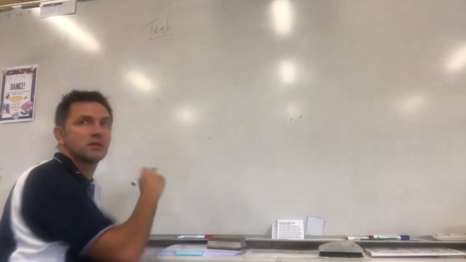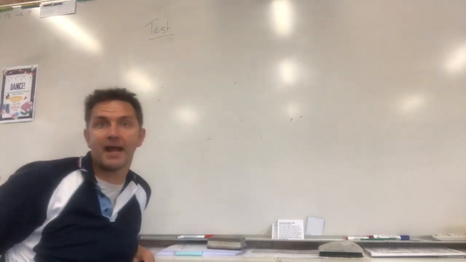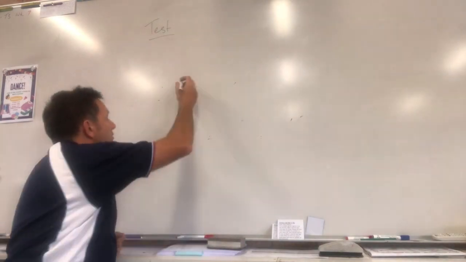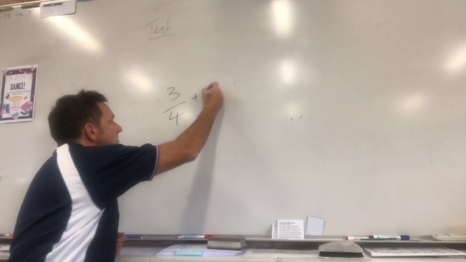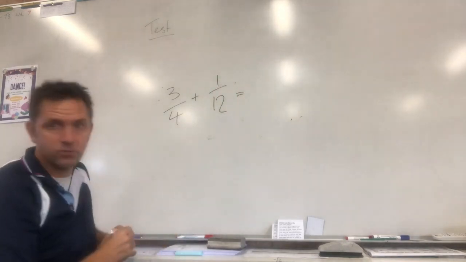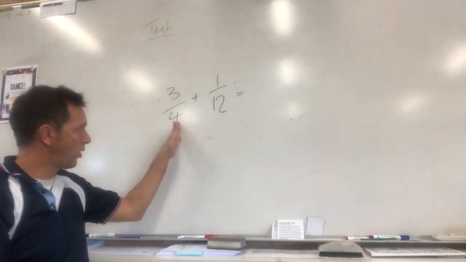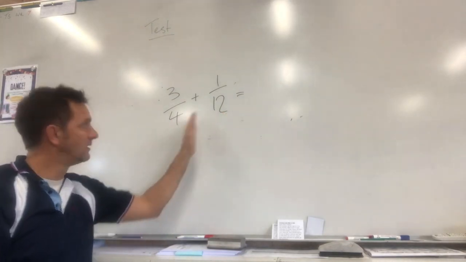We're going to look at adding fractions with non-common denominators. You might want to get your workbook out and have a go as well. We're going to go through a few. Look, here's 3/4 plus 1/12. And you can see you've got quarters plus a 12th, right?